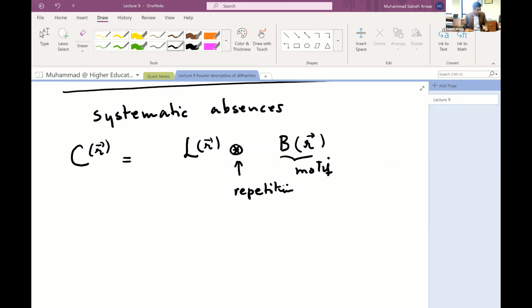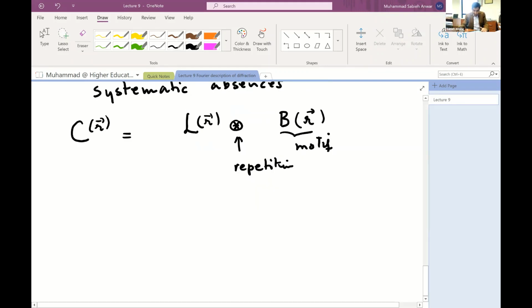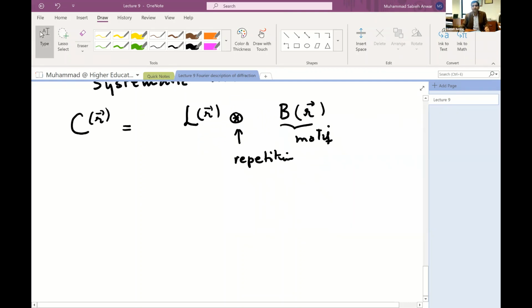So now what I would like to propose or argue is that the reciprocal lattice is the Fourier transform of the real lattice.